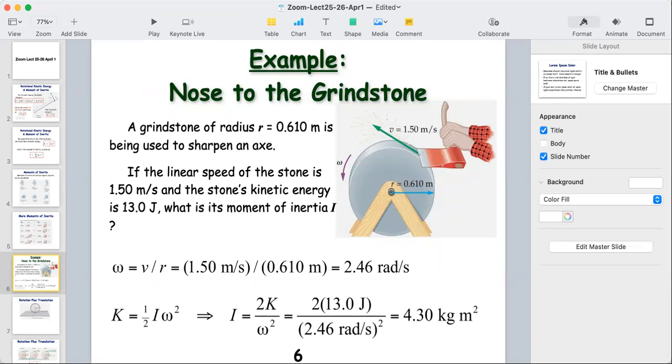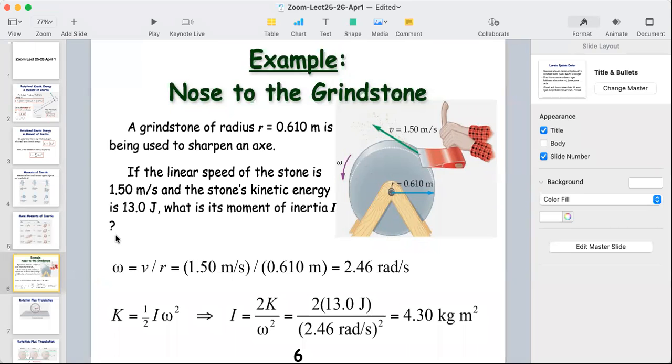A grindstone of radius r = 0.610 meter is being used to sharpen an axe. If the linear speed of the stone is 1.50 meter per second and the stone's kinetic energy is 13 joule, what is the moment of inertia I?